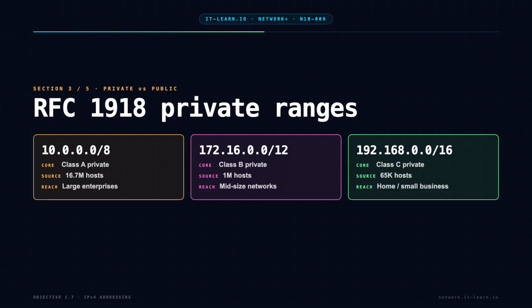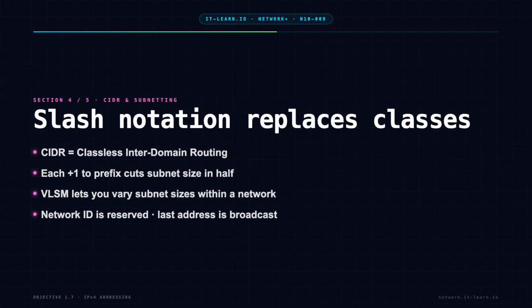Now let us get into subnetting, which is the most important skill in this objective. Subnetting is the process of dividing a larger network into smaller, more manageable subnetworks. There are several reasons to subnet. It reduces broadcast domains, improves network performance, enhances security by segmenting traffic, and allows more efficient use of IP address space. CIDR, or classless interdomain routing, notation uses a slash followed by the number of network bits. For example, /24 means 24 bits for the network and 8 bits for hosts. /25 means 25 bits for the network and 7 bits for hosts.